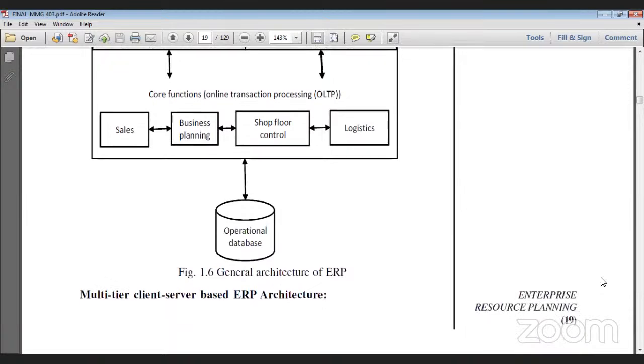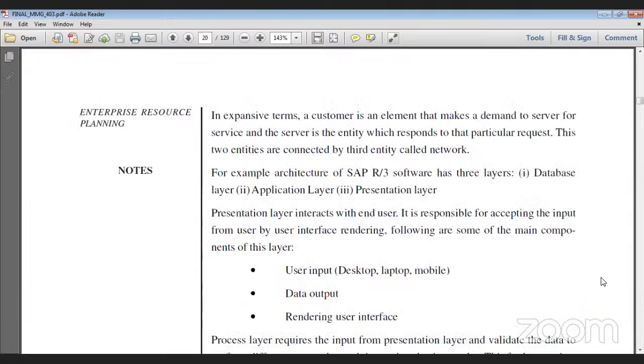It is known as a multi-tier client-server-based ERP architecture. Then the next point is that a customer acts as an element that makes the demand, to be served for service. These two entities are connected by a third entity called the network. For example, here it is the architecture of SAP R/3.